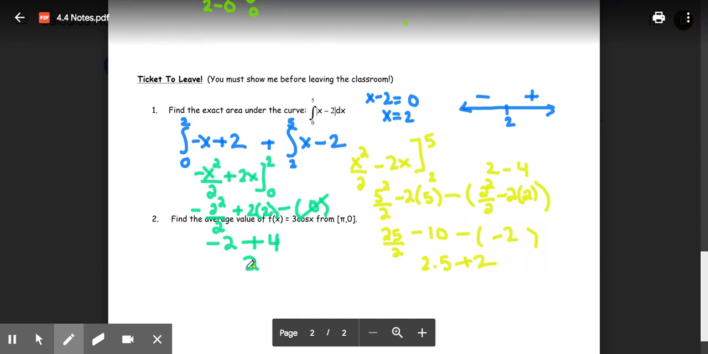So 2 plus 4 and a half gives me a total area of 6.5, right? 2, 4 and a half. There you go. I wanted to do another one like that with you because I think that's the hardest one.